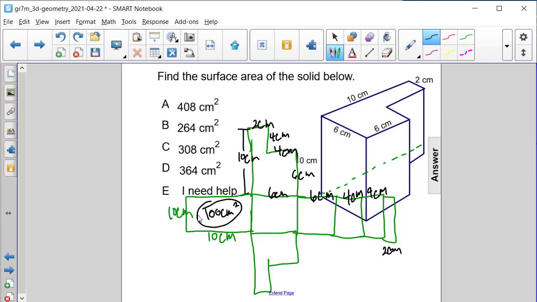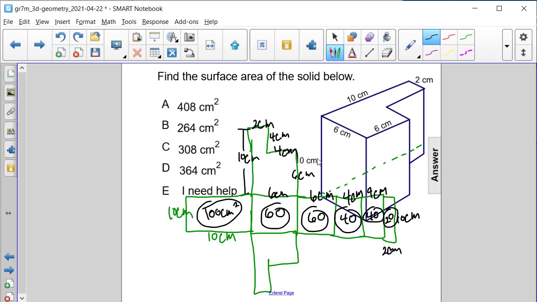And then we'll have 6 times 10, which is 60 in this one. We'll have another one of those, 60, right here. And now we're going to have 4 times 10, which is 40. And we're going to have 40 again here. And then this last one is 2 centimeters by 10 centimeters, which is 20 square centimeters for that area.